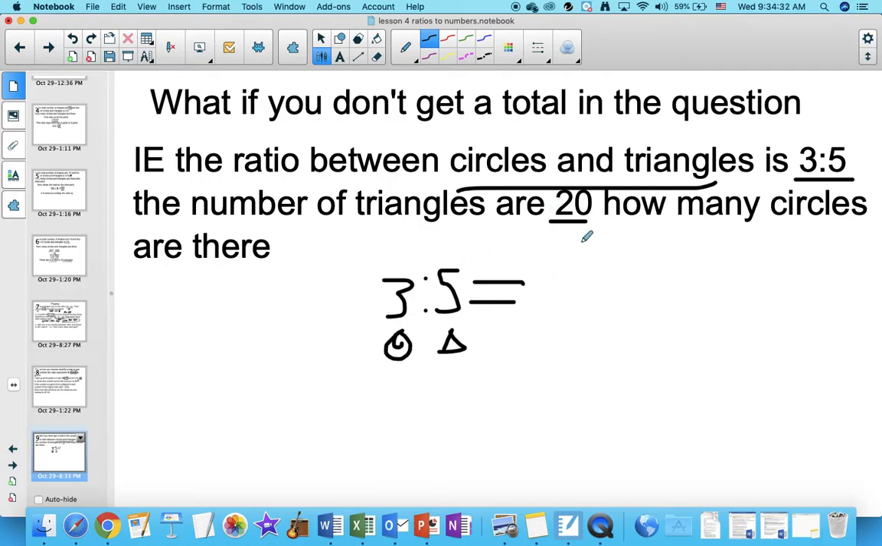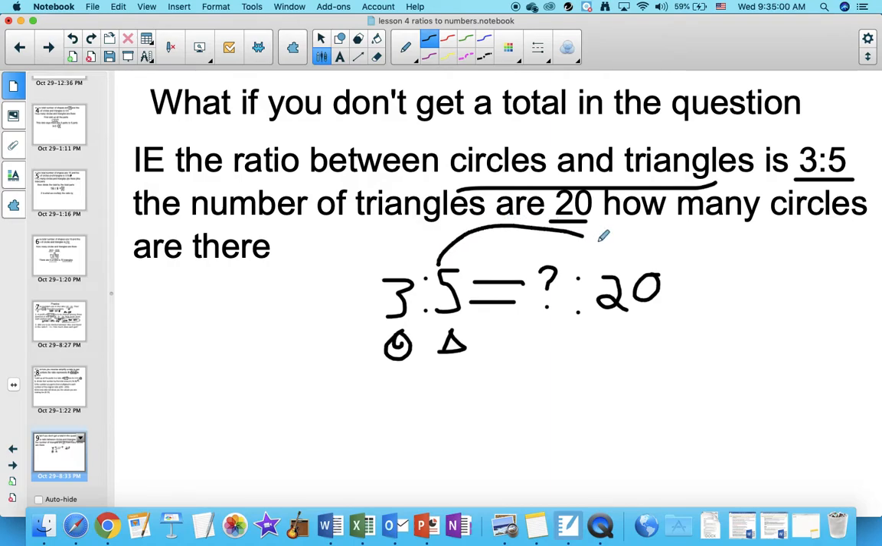Well, we can have another ratio here, right? Which number represents triangles, the first or the second? The second, because it says circles to triangles. So the second number should be 20 in our other ratio. So now we have something to 20 is the same as 3 to 5. Well, just like questions we did in class, you look at the second number on this ratio and you look at the second number on this ratio.